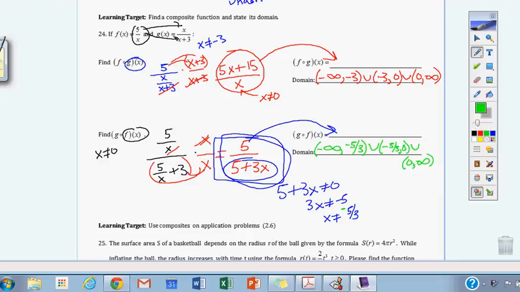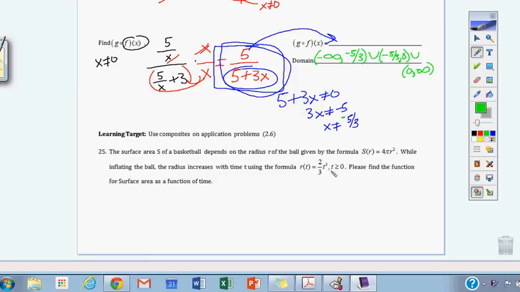All right, so let's finish these last word problem here. Basically, just make sure you know what the problem is asking for. We want surface area as a function of time. Well, we have surface area as a function of radius, and we have radius as a function of time. But basically, we need to make a composition of these ideas by substituting this in there. It's really just the substitution property.